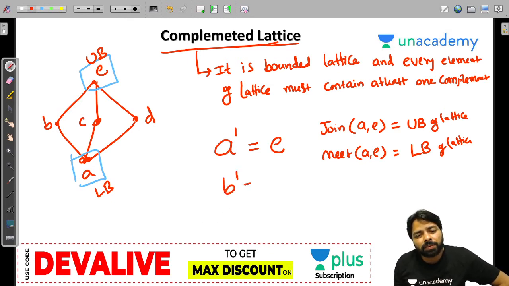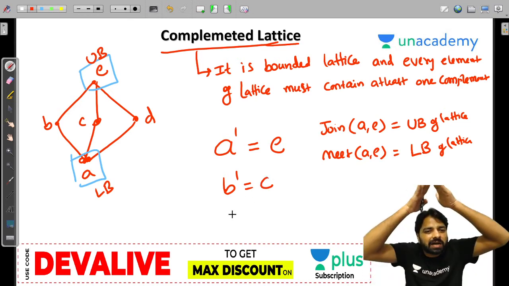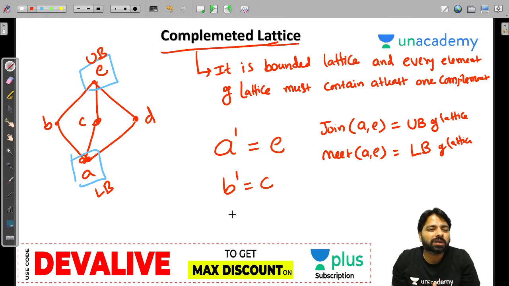And what is B complement? C can also be, why? B, C join is the upper bound, B, C meet is the lower bound. Speak upper bound, lower bound. No need to speak E and A. You can think about that.